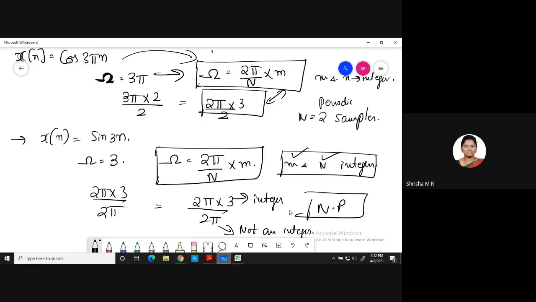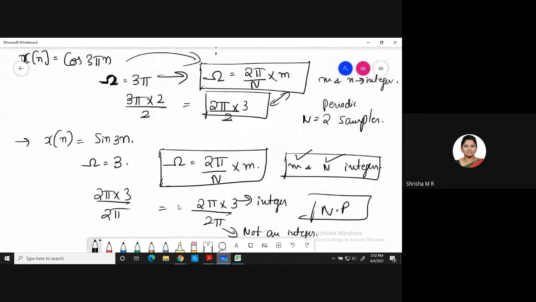Is it clear? Everyone, is it clear? I just meant to say that if you have omega as a function of pi, then your signal will be periodic. If you have omega as just an integer, then it will be non-periodic. Clear?